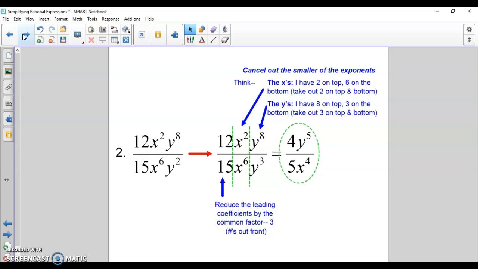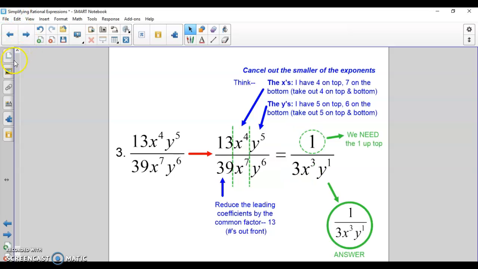Moving forward, same deal. 12 over 15 does not divide nicely, so I just find the common factor. I reduce by the common factor of 3. So I'm left with a 4 and a 5 out front on top and bottom. X's, my bigger x exponent is on the bottom, so I'm going to be left with x's on the bottom. I'm left with 4 on the bottom. Same with the y's, but I just happen to be left with 5 up top. So I have my final answer here, 4y to the 5th over 5x to the 4th.